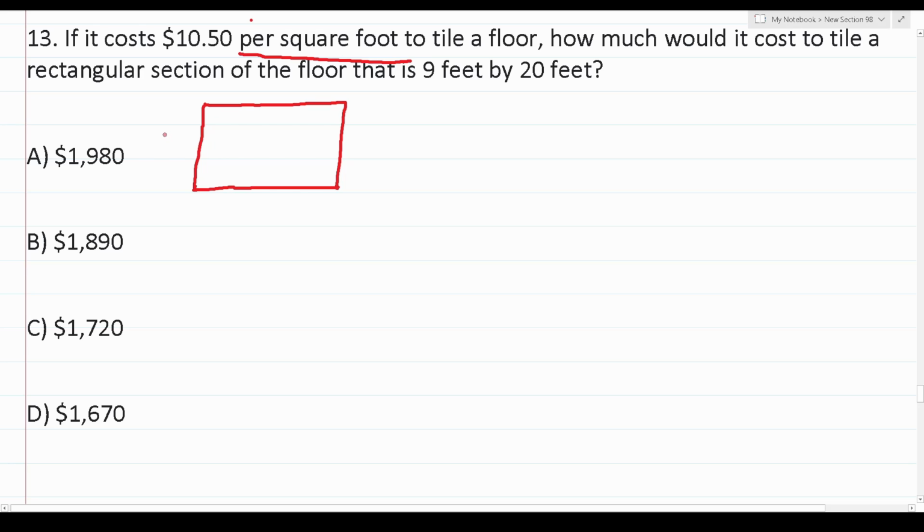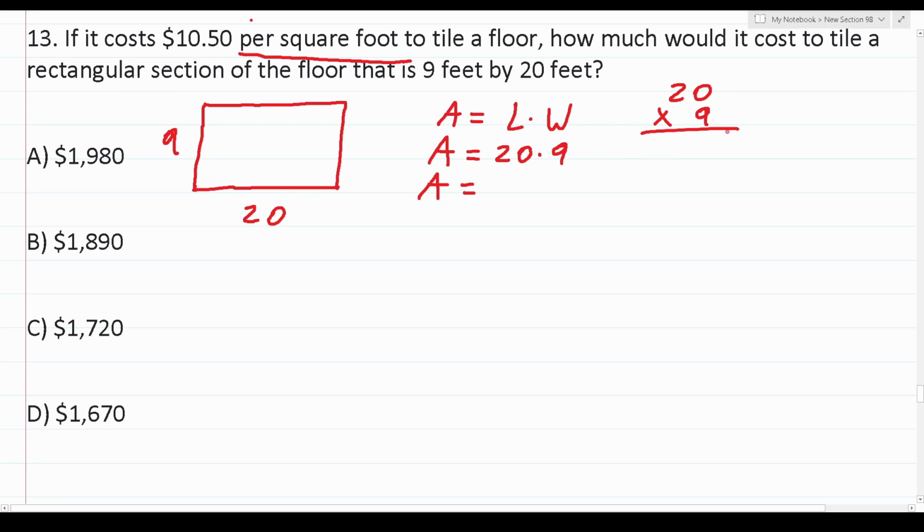And thankfully enough, the problem told us the area of the floor that we want to tile is a rectangle. That's 9 by 20. To find the area of a rectangle, it's always length times width. And in this case, that's going to be 20 times 9. And in case you can't do that in your head, you can always work it off to the side. 20 times 9. 9 times 0 is 0. 2 times 9 is 18. So the area of the section of the floor that we want to tile is 180 square feet. So now that we know its area, all we have to do is take that and multiply it by the cost per square feet, which is $10.50.